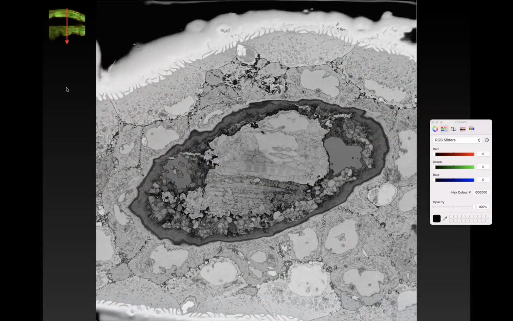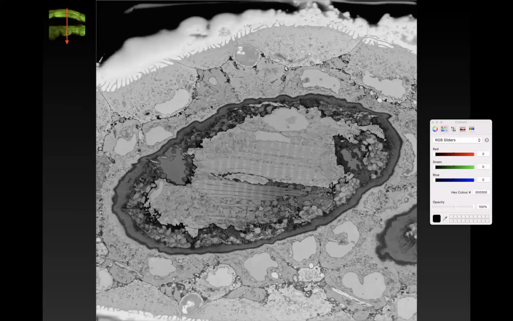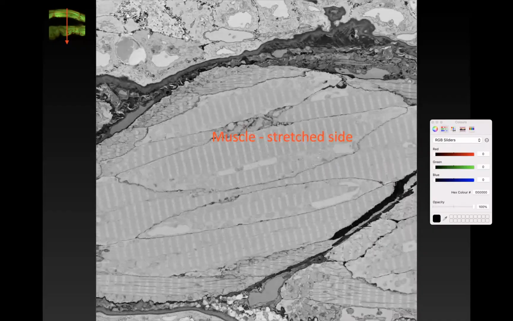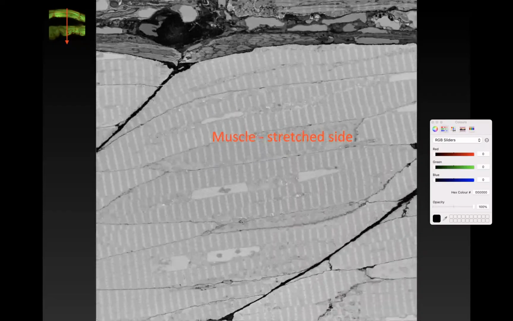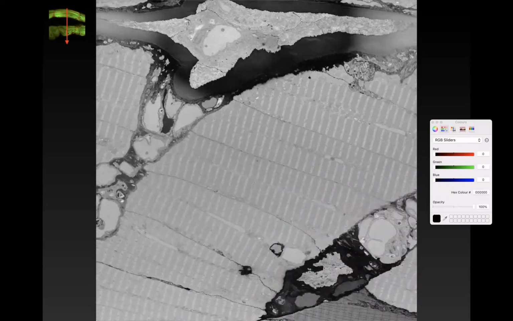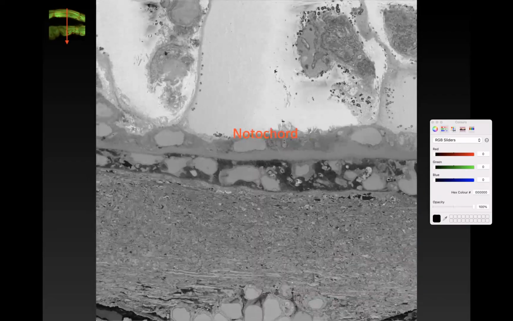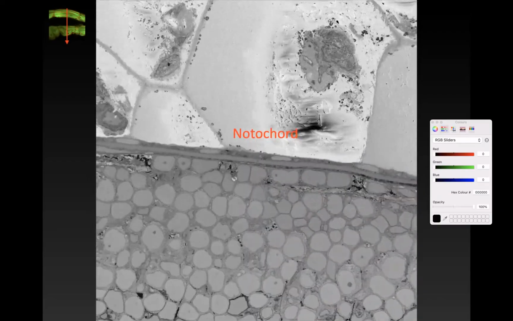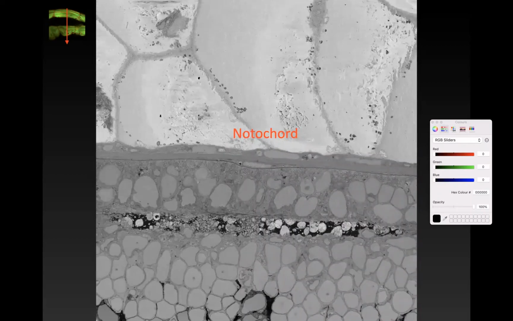So the serial blockface SEM, so it's actually using a knife to section through. And what I'll do is I'll just scan through this movie, and you can see the curved fibers deeper down and the straight fibers near the top. So here we go. So this is the stretch side. You can see these very stretched muscle fibers. We're now going further down, and we're going to get into the notochord in the middle of the embryo. So this is now the notochord that you'll see here. And then we'll go through the notochord, through to the other side.